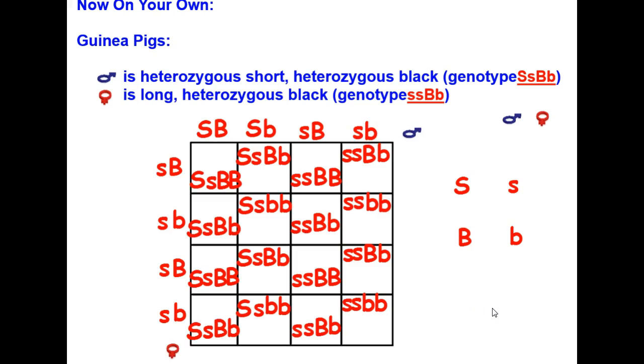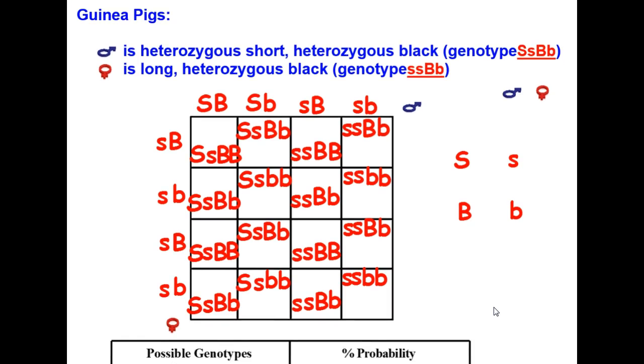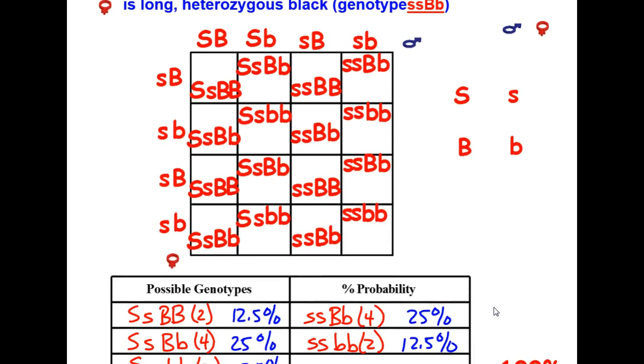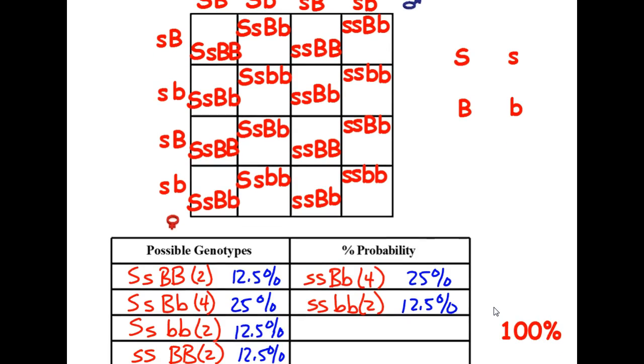So this would be what your finished Punnett square should look like. And now we transfer that to possible genotypes with percentages. Big S, little s, big B, there are 2 of those of your 16 in the square. Let's talk about percentages after. Big S, big B, there are 4 of those in your square.